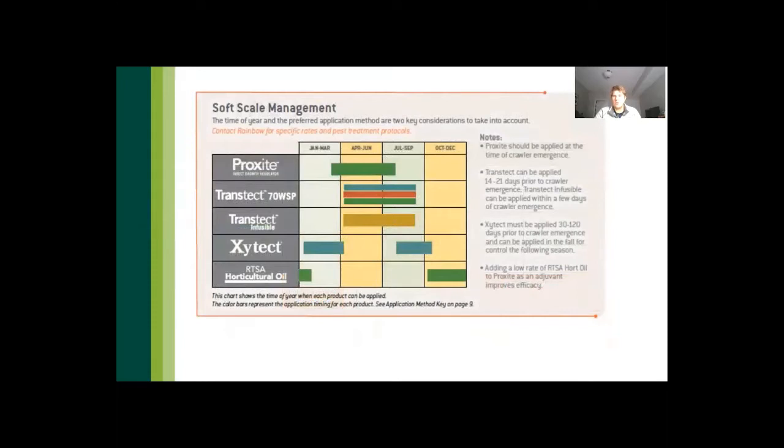The first thing to note is with soft scale management versus armored scale, you'll notice on soft scale management that we have a few more options. We've got Zytect, which is our imidacloprid product. Zytect is a systemic neonicotinoid. Now the key point, and which is unfortunately more common, is that people will think that Zytect will work on all scales. It's unfortunately not the case. Zytect is not effective on armored scales. It just does not translocate as effectively into those adjacent cells to give you mortality on scale insects.